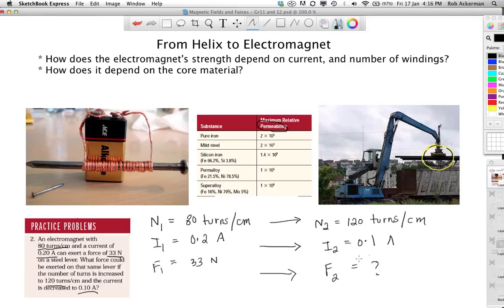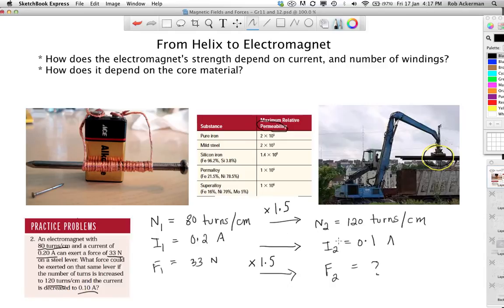Well, in your textbook you're going to learn a formula that says that the number of turns and the amount of current are directly proportional to the force. In other words, by taking 80 turns and increasing it to 120, we have multiplied the number of turns per centimeter by 1.5. Well, that should take the 33 newtons of force and also multiply it by 1.5, which would give you something around 50 newtons.